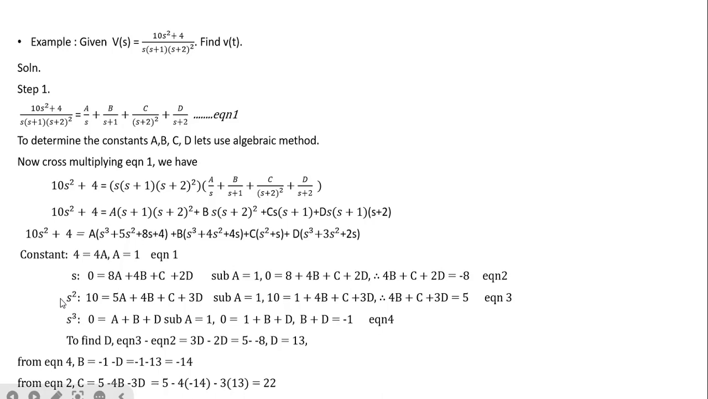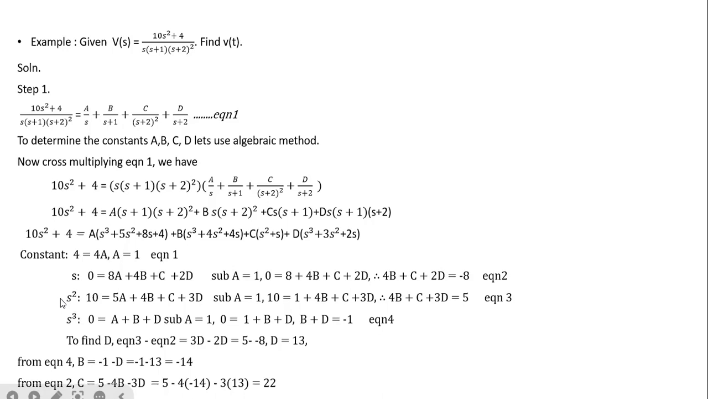Simply, we can substitute a is equal to 1 here, because we already know that a is equal to 1. When we do that, we have 0 is equal to 1, which is a, plus b plus d. So we can simply say b plus d is equal to minus 1. We can call that equation 4.